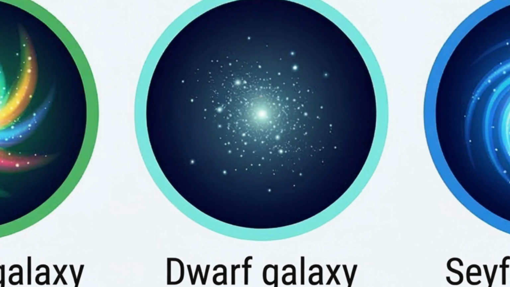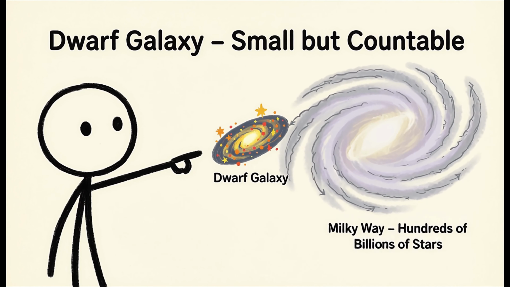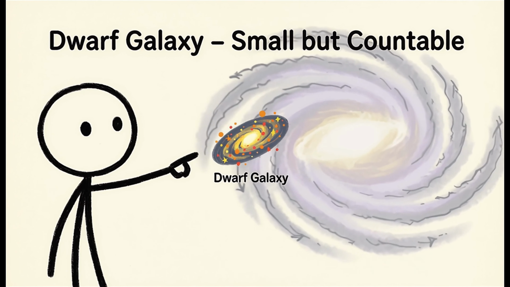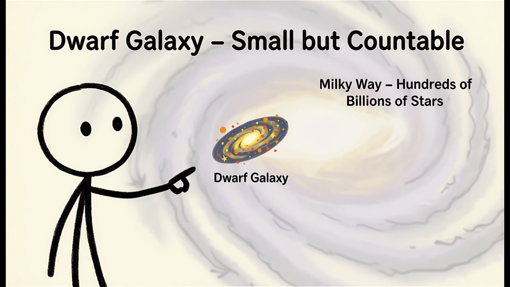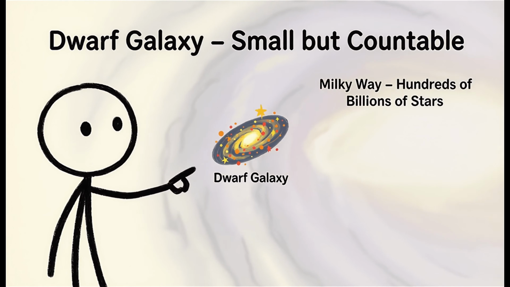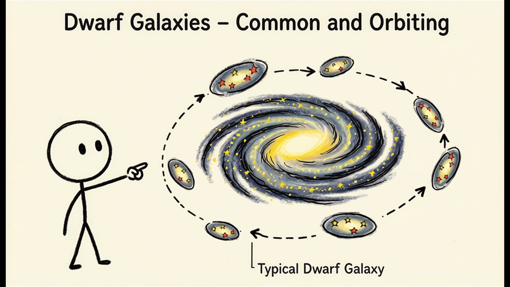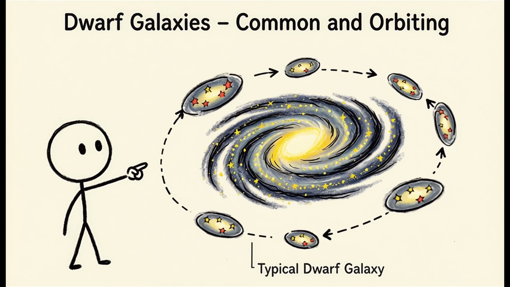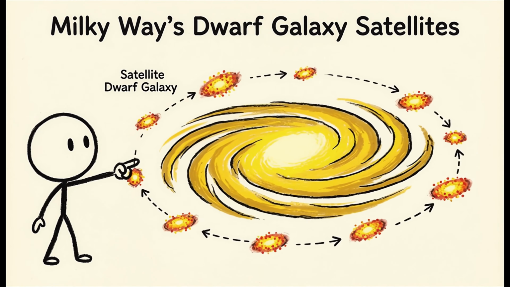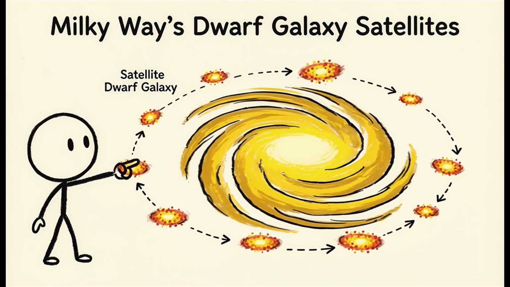Dwarf galaxy. These are small galaxies composed of perhaps a few billion stars, a tiny number compared to the hundreds of billions in the Milky Way. They are the most common type of galaxy in the universe, and they often orbit larger galaxies like our own. The Milky Way has over 50 known dwarf galaxy satellites.